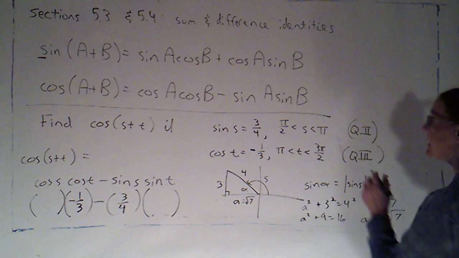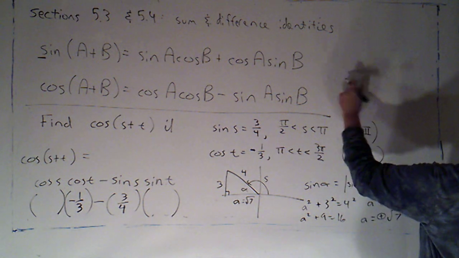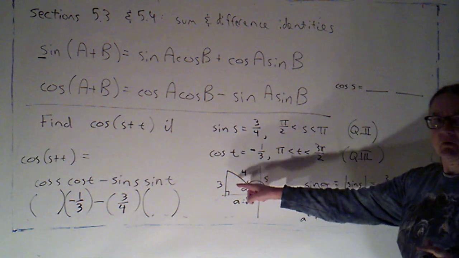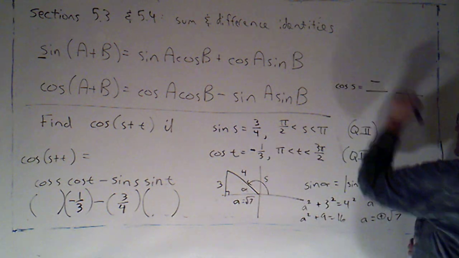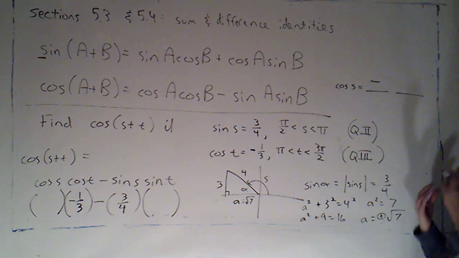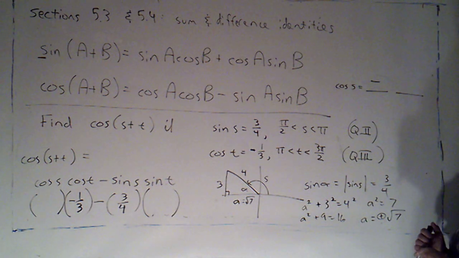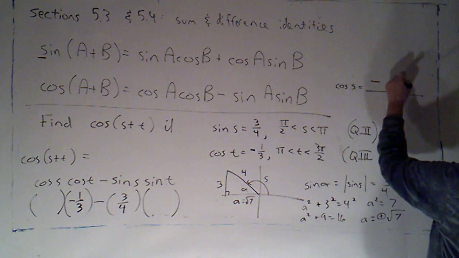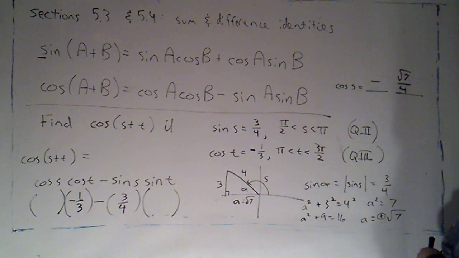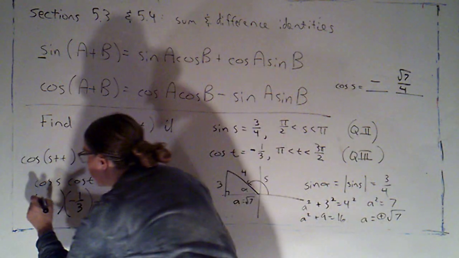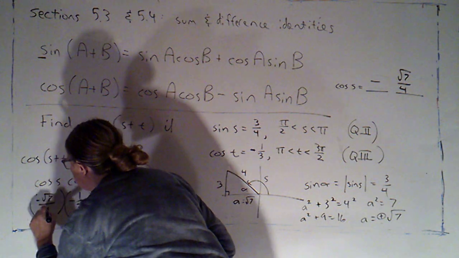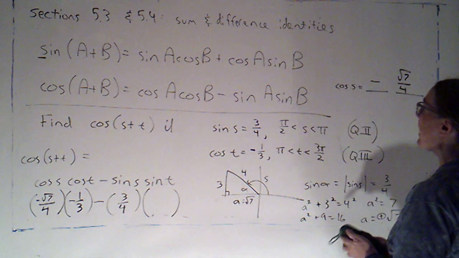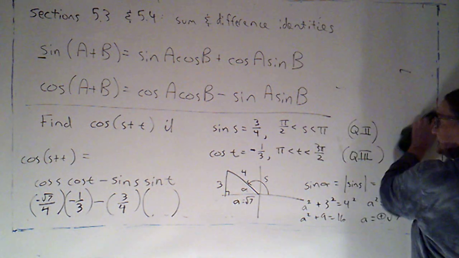I wanted cosine of s, so I'm going to do that in my usual two-step process. I'm going to say, well, I'm in quadrant 2. If I'm in quadrant 2, I know that cosine is going to be negative. And then the absolute value that I attach to that negative sign is cosine of alpha, which is just adjacent over hypotenuse. So that's going to be root 7 over 4. So I'm able to figure out cosine of s is negative root 7 over 4. Now I need to do something similar to figure out what sine of t is.